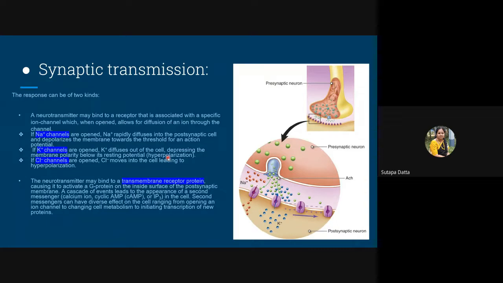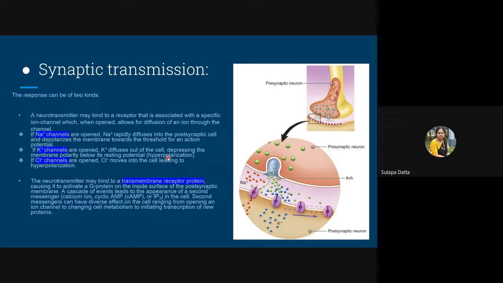the neurotransmitter may bind to a transmembrane receptor protein, as I have mentioned in the previous figure. Upon binding to the transmembrane receptor protein, it will cause it to activate a G protein. The G protein is present on the inside surface of the post-synaptic membrane, and it will lead to a cascade of events which leads to the appearance of a second messenger molecule like calcium ion, cyclic AMP or inositol triphosphate in the cell.